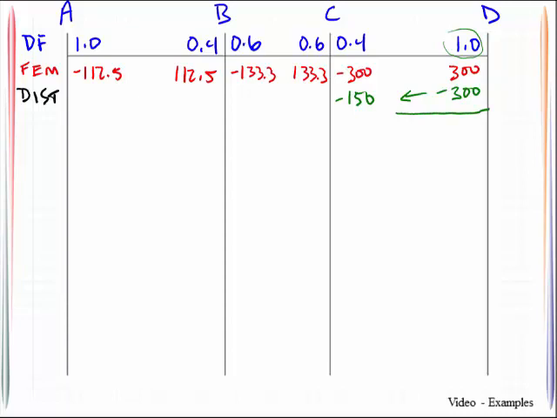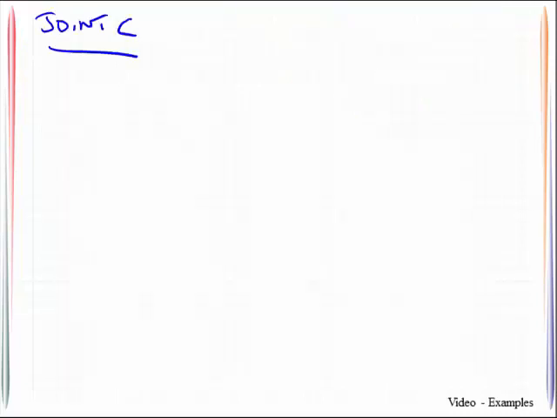The next thing I'm going to do is handle the distribution of joint C. Now to make sure that we understand what's going on, I want to show you the explicit calculations that I'm going to use for joint C. I'll write the numbers down and then we'll go back to the table and make sure we understand where those came from.